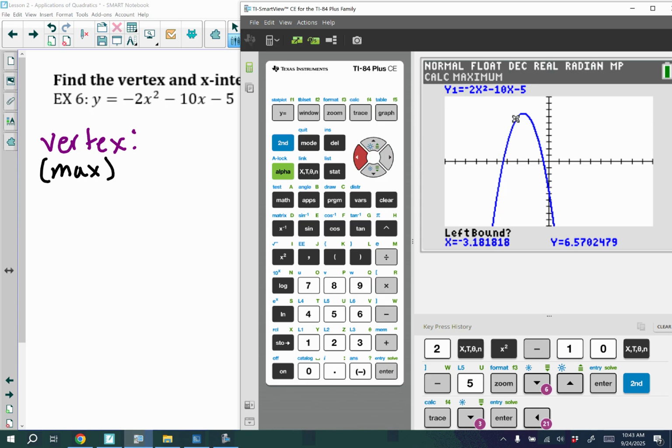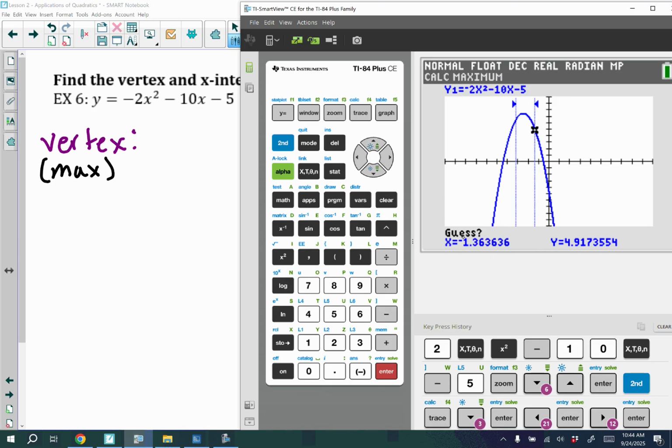So I have my cursor somewhere on the left, doesn't matter where, just somewhere on the left, and I'm going to press enter. Now it's going to ask for a right bound. That means I need to get my cursor on the right-hand side of my graph, once again, right-hand side of the vertex. Remember, I can only use the left and right arrows, so I'm going to use my right arrow key to get the cursor on the right. Doesn't matter where you put it, you just want it on the right-hand side. I'm going to press enter.